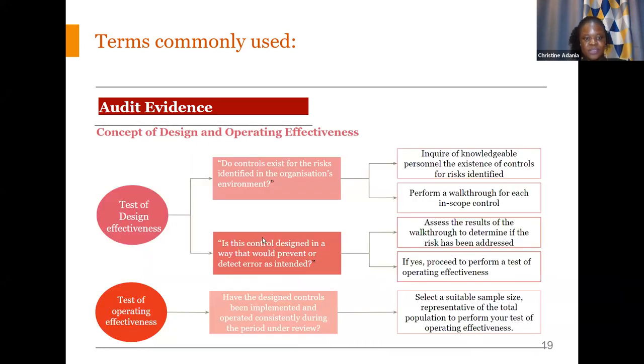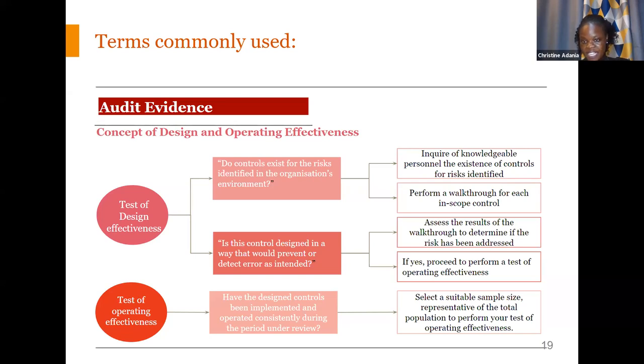So let's move on to the concept of design and operating effectiveness, which usually confuses a lot of people. When you look at a test of design effectiveness, there are questions that you need to ask. One, does the control exist for the risks that you have identified in the organization? Because it's possible that the business doesn't know the risks that are presented by the use of IT. So the risks are just staring at them in the face, nothing is being done to address them. So you first have to ask, have controls been implemented to address these risks that you have identified in the business environment?